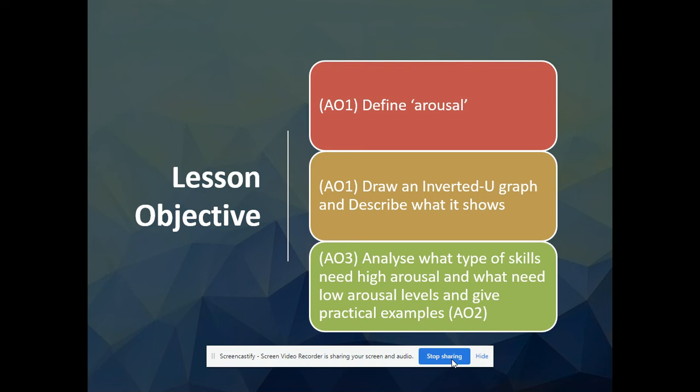As you can see there, we have an AO1, AO3 and AO2 part of our lesson today. So we need to define, which is the AO1, and the draw. We've got our analyse and our kind of describe, which is our AO2 and the AO3. So by the end of this lesson, you're going to be able to do all those 3 things.